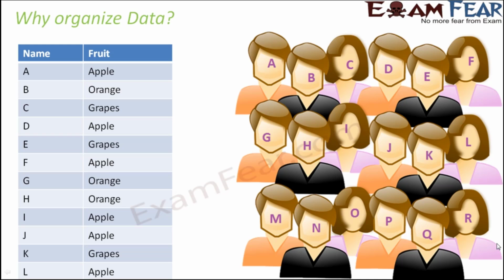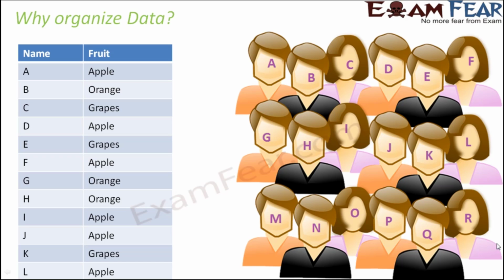Now here the data is still lesser, because here you only have people from A to R, maybe some 15-20 people. Now if instead of these 15-20 people, you might have a bigger group, a group of 500 people, and all of them telling a specific fruit as their favorite. So how would you decide? I mean, that's difficult, right?